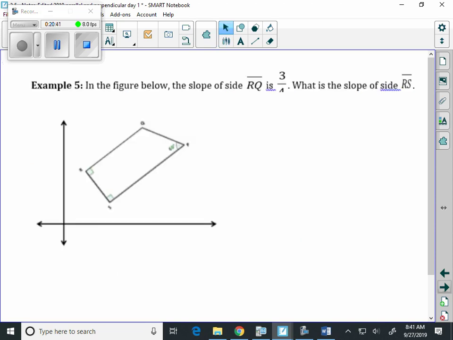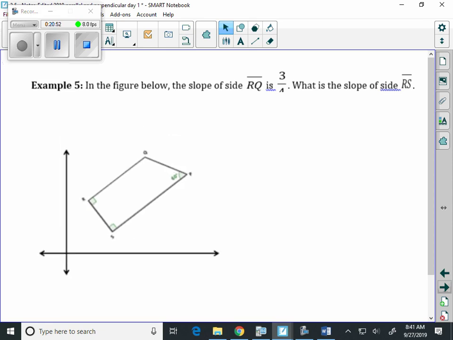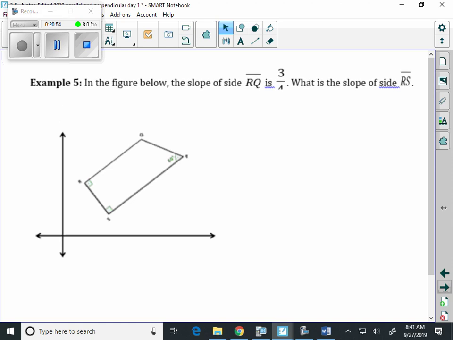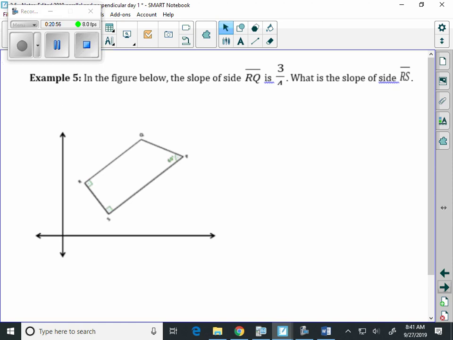Lastly, a good OST question. It did not print very well. Not on your paper, not even up here. But it says, oh darn it. Sorry, RQ. I messed that up. RQ is 3/4.